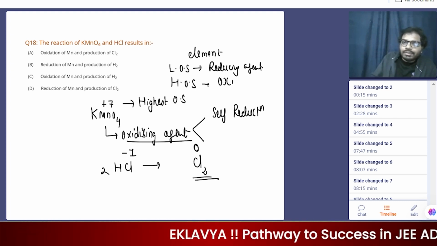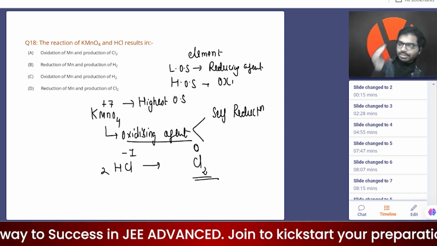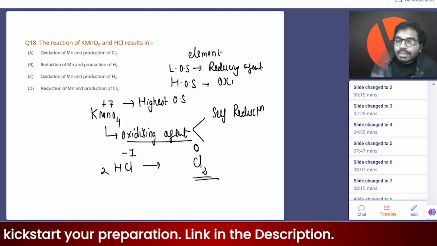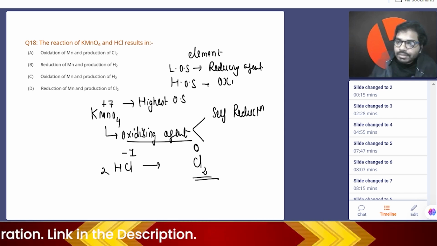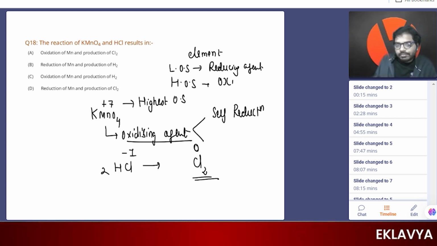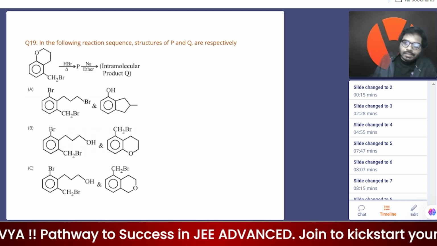I hope this is clear to you. So this KMnO4 is in the highest oxidation state and acts as an oxidizing agent. It will oxidize HCl. HCl acts as a reducing agent, and it will reduce and itself get oxidized. So the correct answer here will be D.